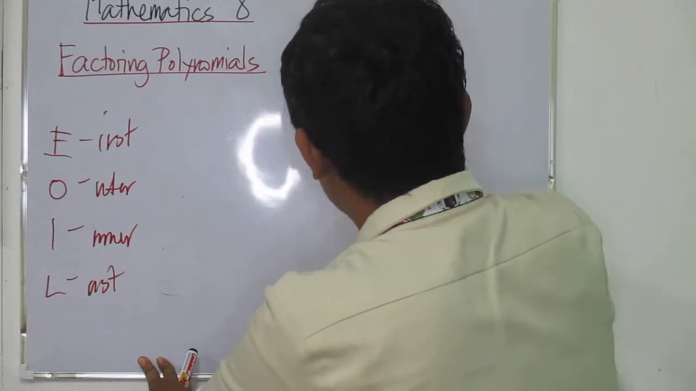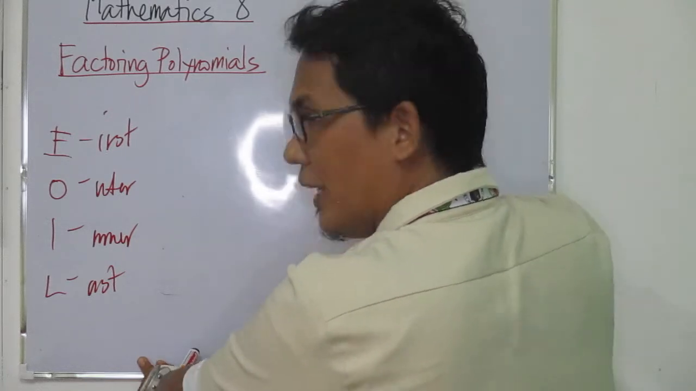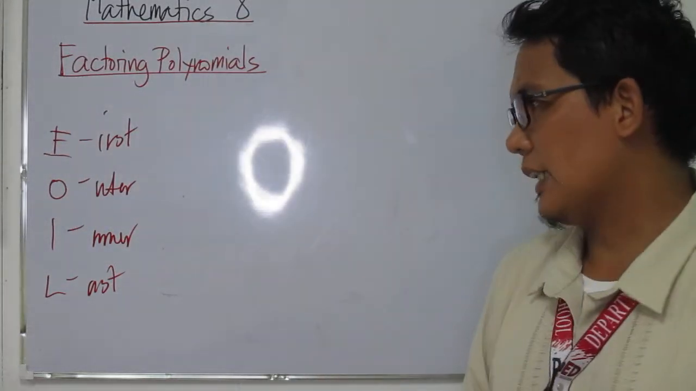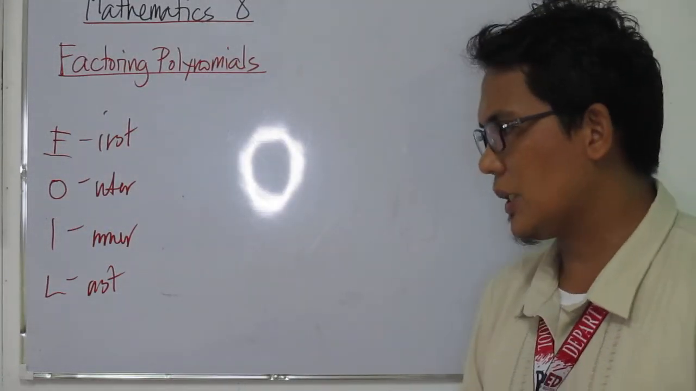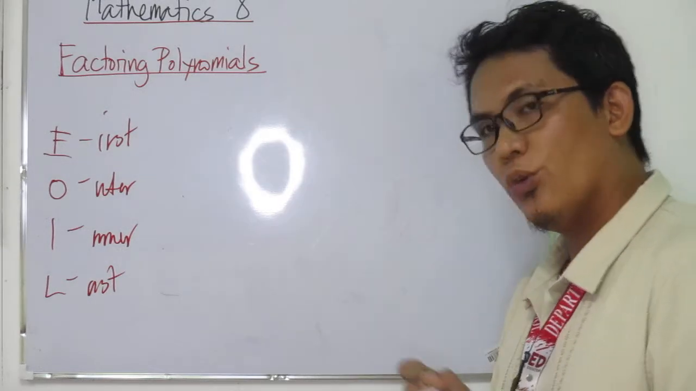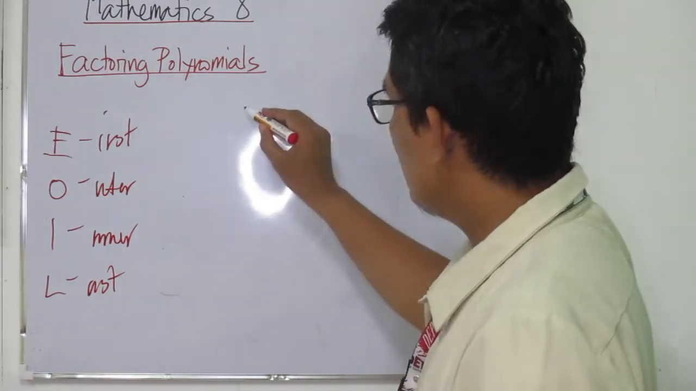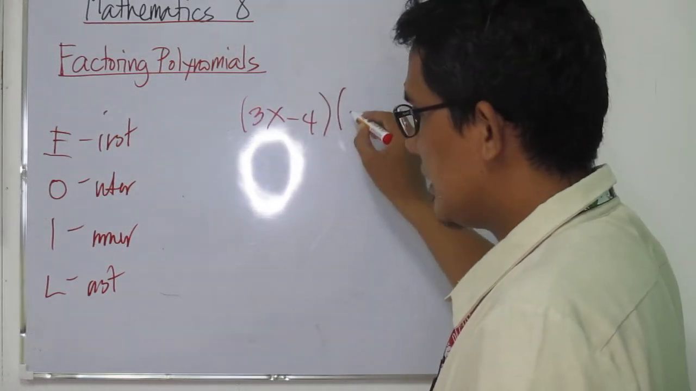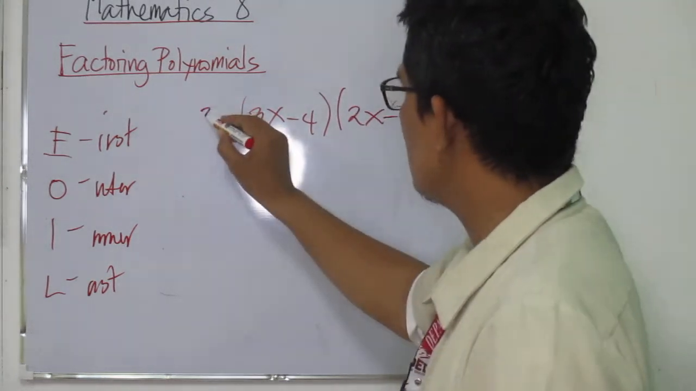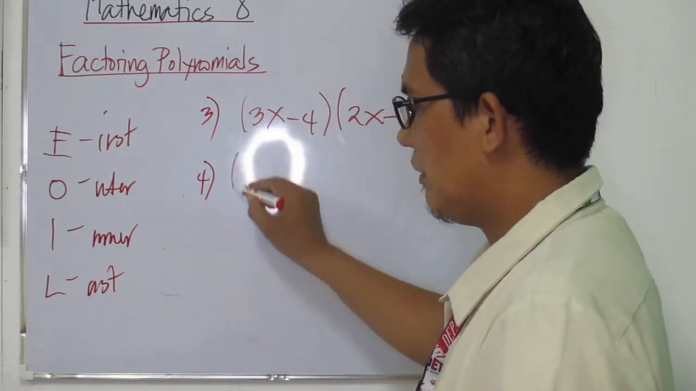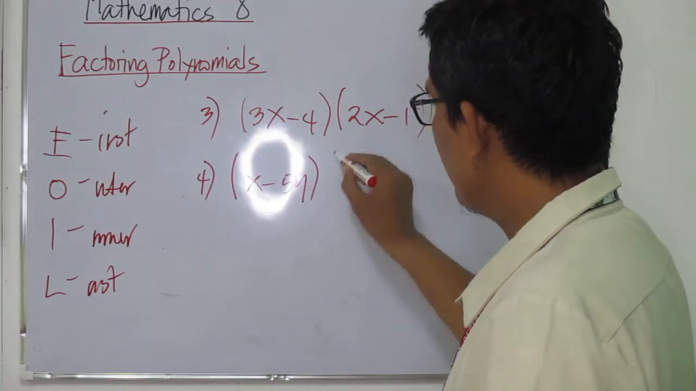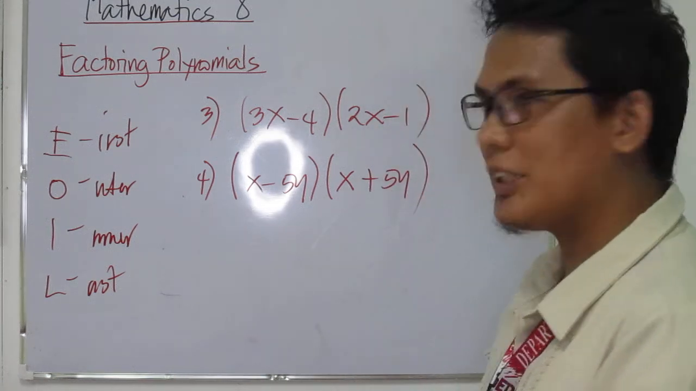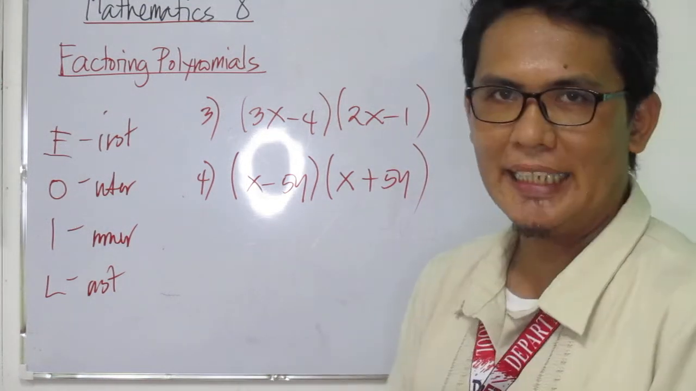So for our next example, I'm not going to solve, and I will leave this to you. On activity number 1, matchy-matchy, column A, column B, you're going to answer 4 and 5 by yourself and find out the answer of 3x minus 4 times 2x minus 1. So this is our number 3. And our number 4 is x minus 5y times x plus 5y. And I'm going to give you 5 minutes to solve for that.